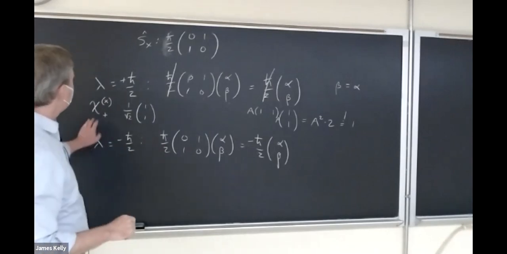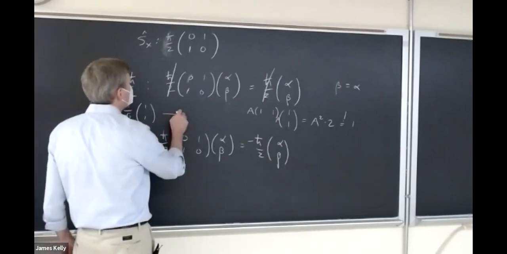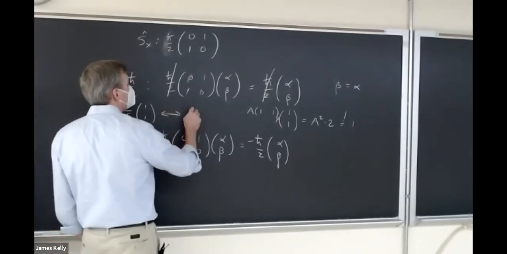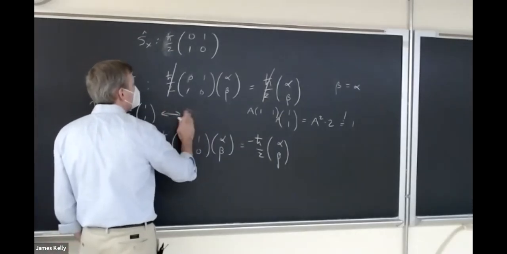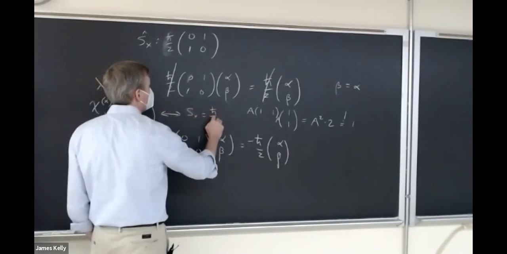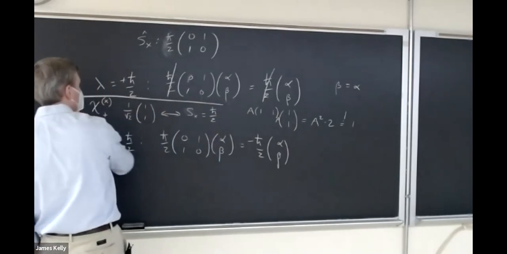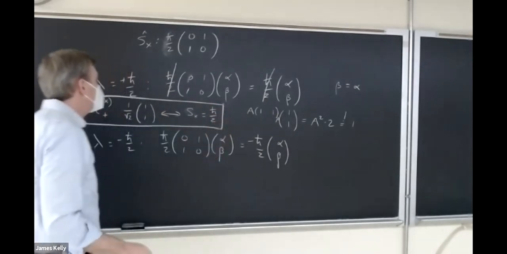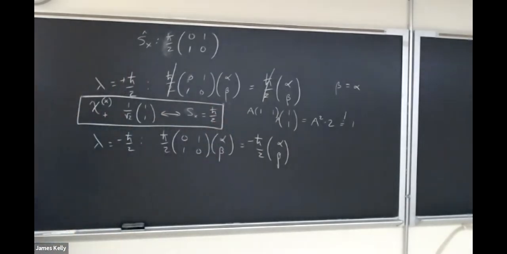So that is the eigenvector that's associated with the eigenvalue where Sx is equal to plus h bar over 2. Maybe I'll put a box around that. That's what we found out from the first equation.